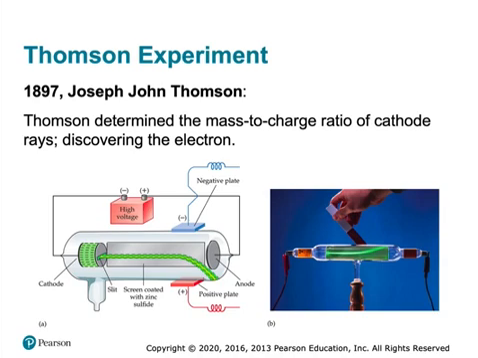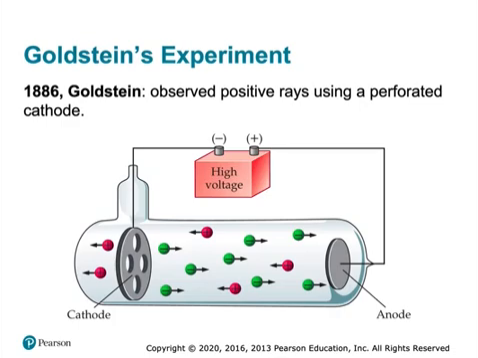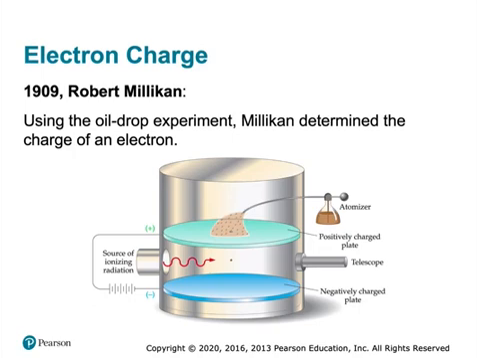So cathode ray tubes. You can see it has the radioactive symbol in it because you're making X-rays. This is the old school TVs. Now we have flat screen TVs that do not have cathode rays in them, but cathode ray tubes used to be used for television sets. Goldstein observed positive rays using a perforated cathode.